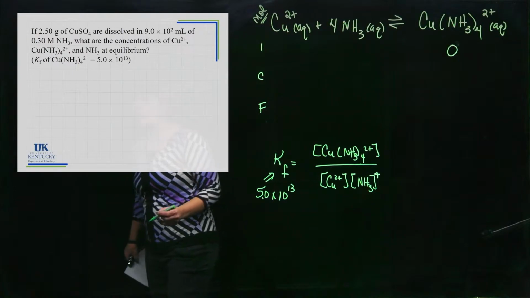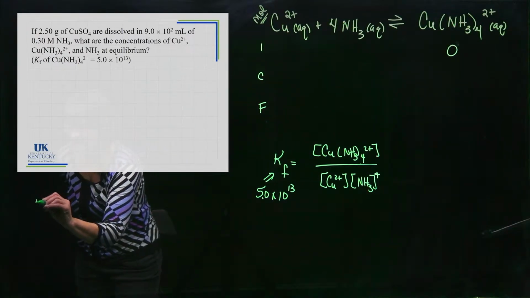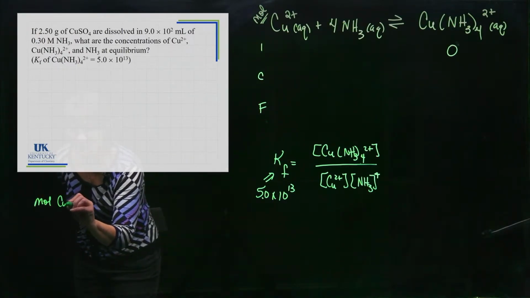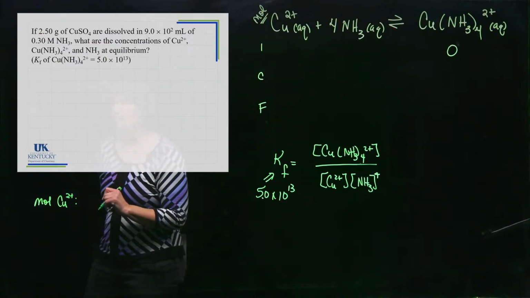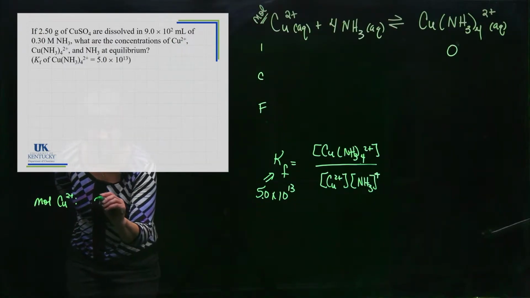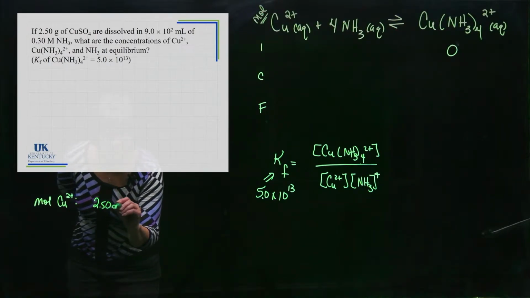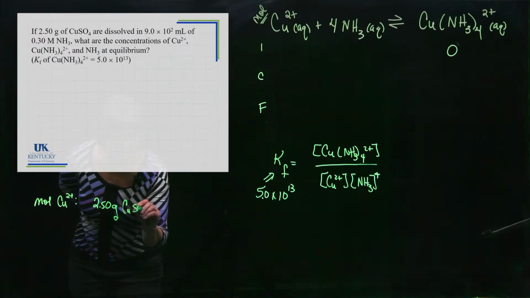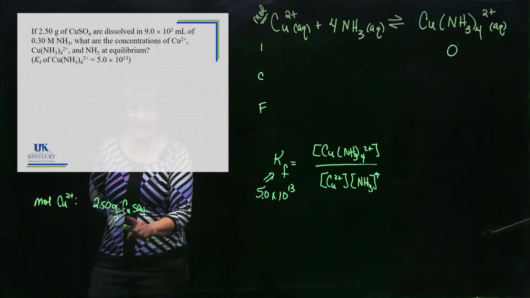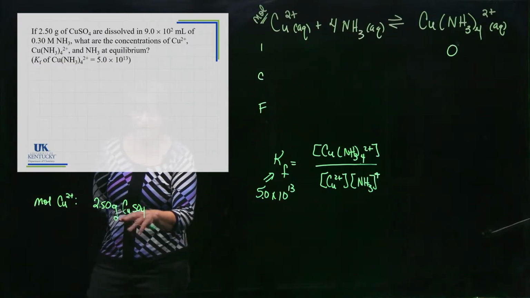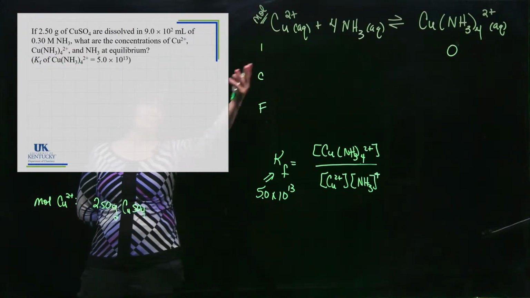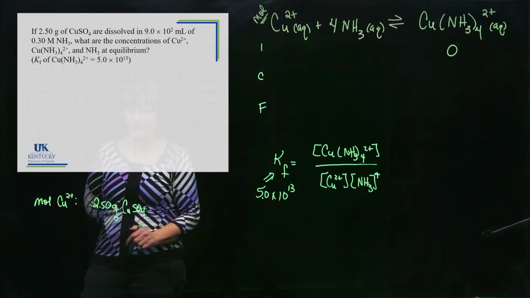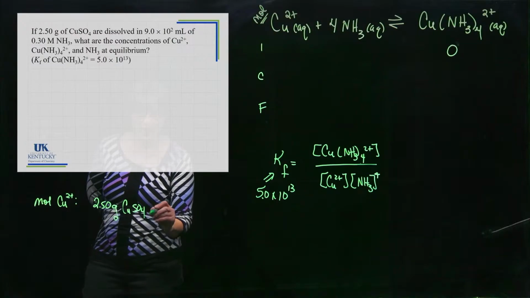To get the moles of copper, what is my source of copper? When I look at the problem, it's copper sulfate. I have 2.50 grams of copper sulfate, right? I need to know, when I have this dissolved, I know there's some copper ions floating around and some sulfate ions floating around. I don't care about the sulfate ions, but I do care about the copper ions. And I want to know how many moles.